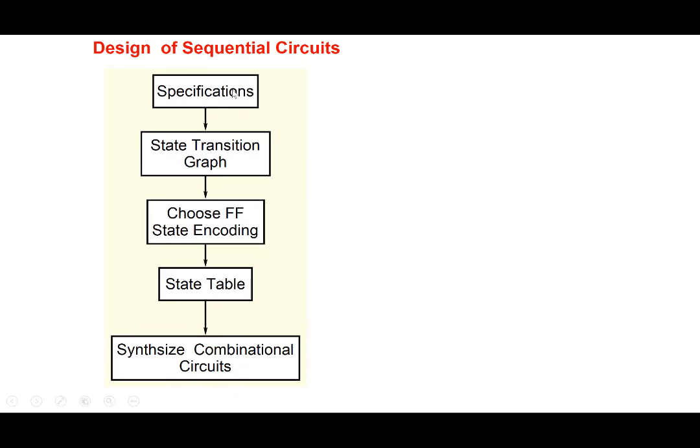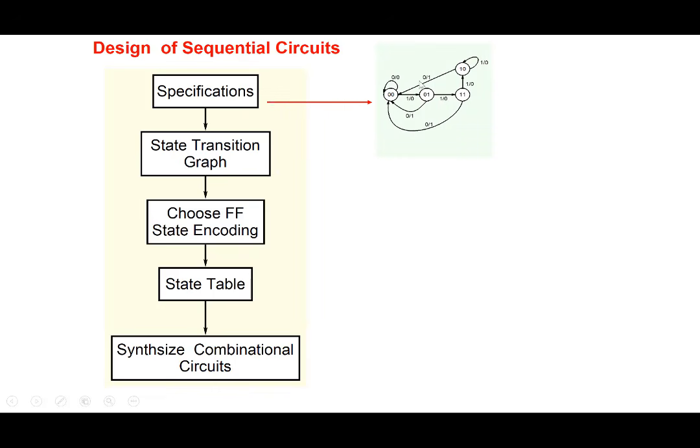So from the specifications, whatever is the nature of the problem, from the behavior that you want to represent in the form of a circuit, you try to get the state transition graph. And once you have a state transition graph, you choose a particular flip-flop type. You do a state encoding, you get a state table, and then you synthesize the two combinational logic circuits, the next state logic and the output logic. All right, so let's see what we mean by that.